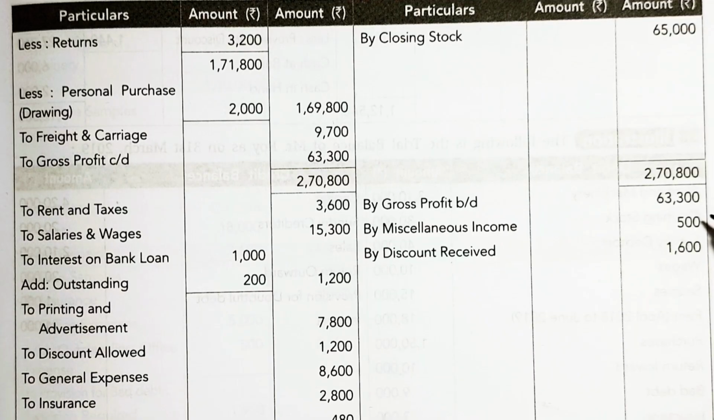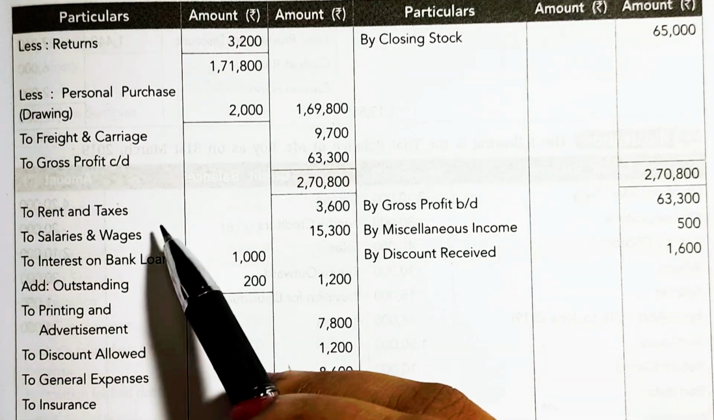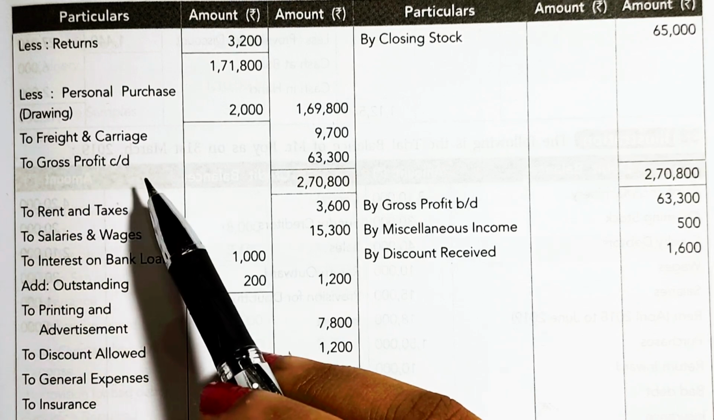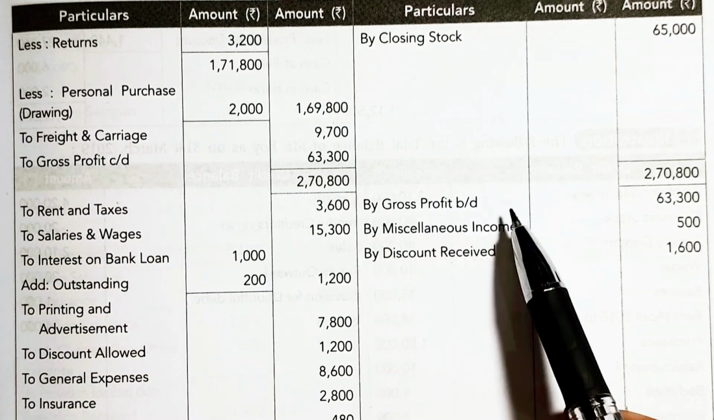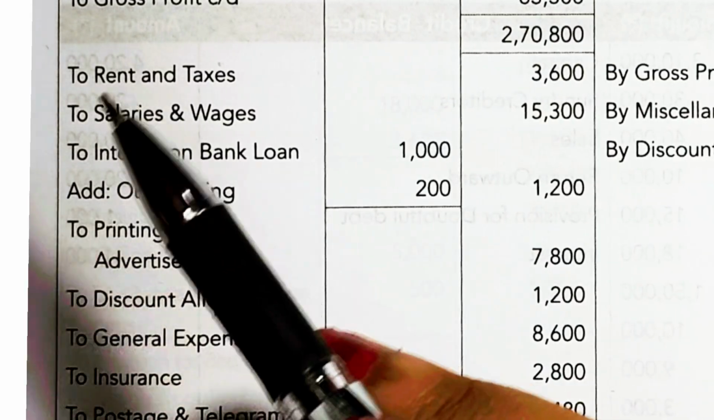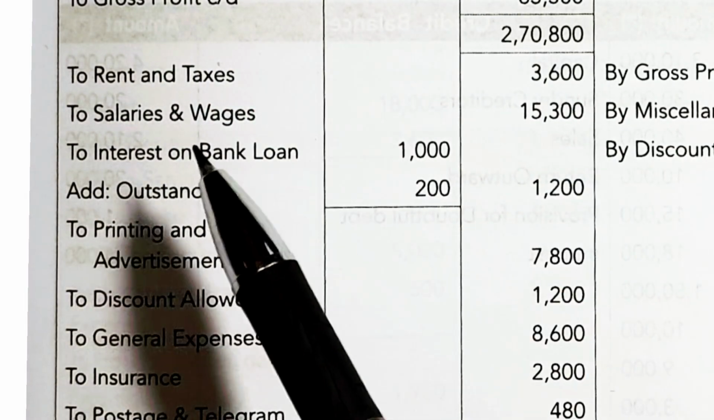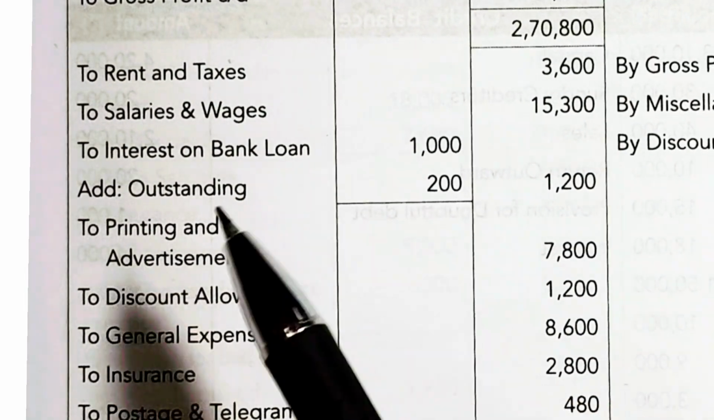We see that the credit side is greater than the debit side. So we get the gross profit, that is 63,300. This gross profit will be carried down as gross profit brought down, and come on the debit side. All the other indirect expenses that we have not written in the trading account, we will write in the P&L account. So let's write them one by one.